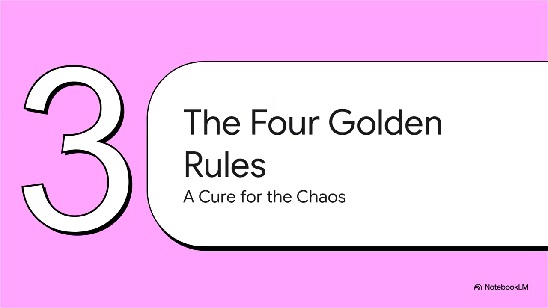Okay, so our database is a complete disaster. It's inconsistent, it's illogical, and it's actively destroying our information. How in the world do we fix it? Well, we do it by following what I like to call the 4 golden rules. It's our cure for all this chaos.